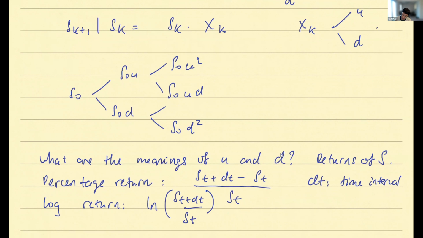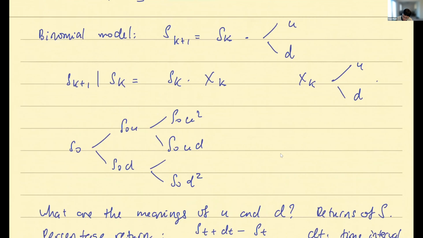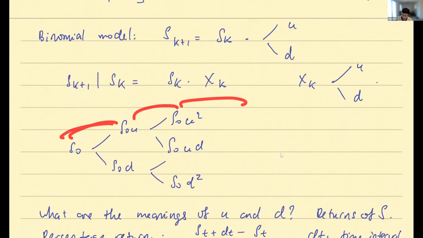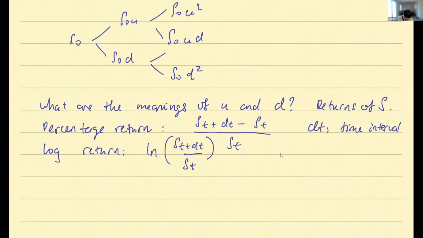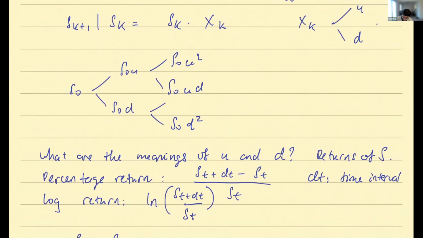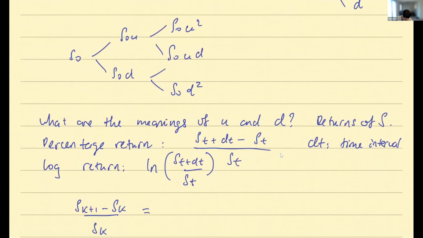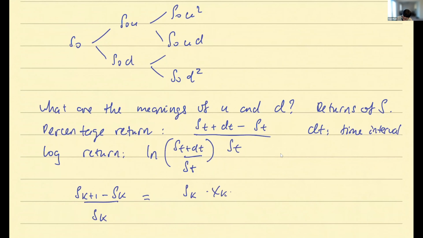But give me one minute. Clearly in the binomial model, you model the stock over several time periods, like a day or a week or a month, which you don't clearly specify. So let's say (S_{k+1} minus S_k) over S_k. What do you get? Well, S_{k+1} is S_k times X_k, so it's S_k times X_k minus S_k, divided by S_k. So that's going to be X_k minus 1.